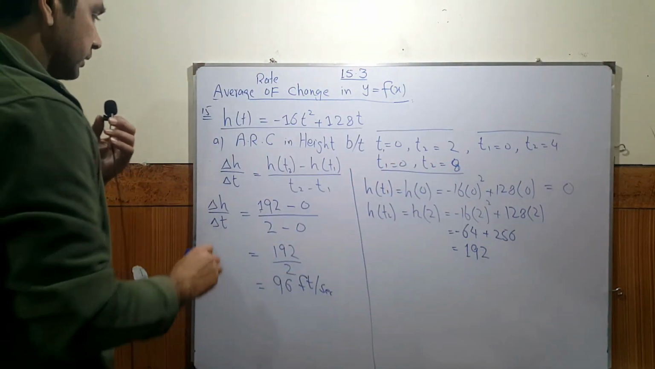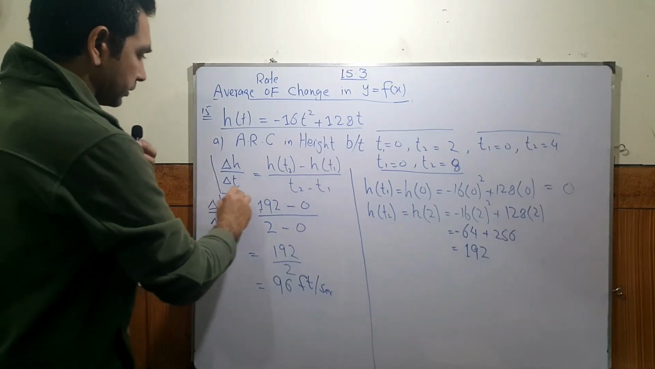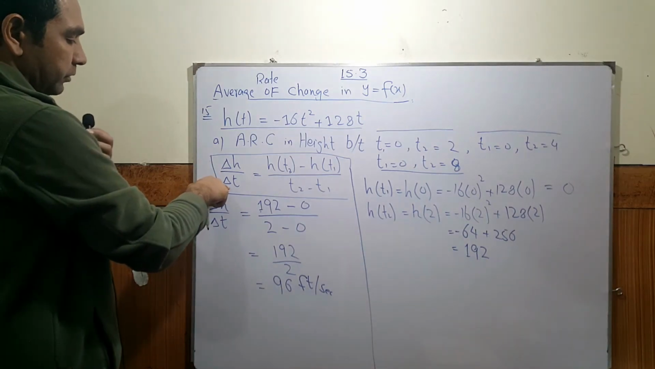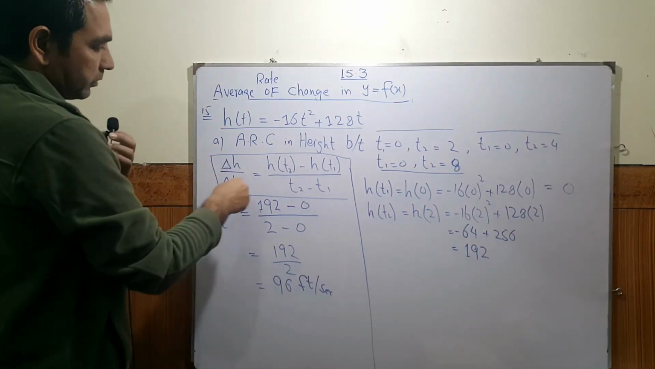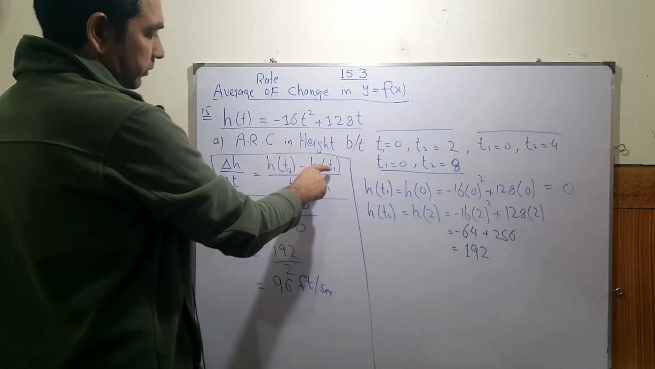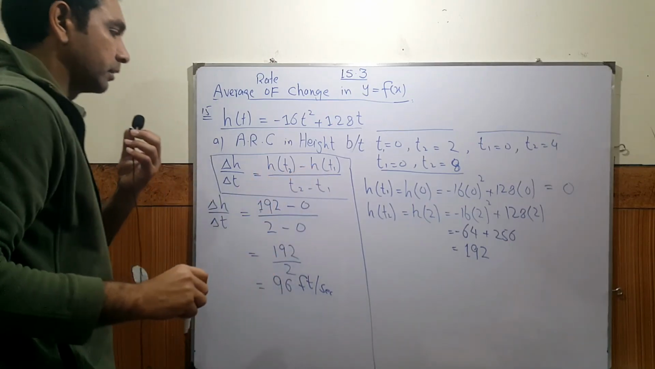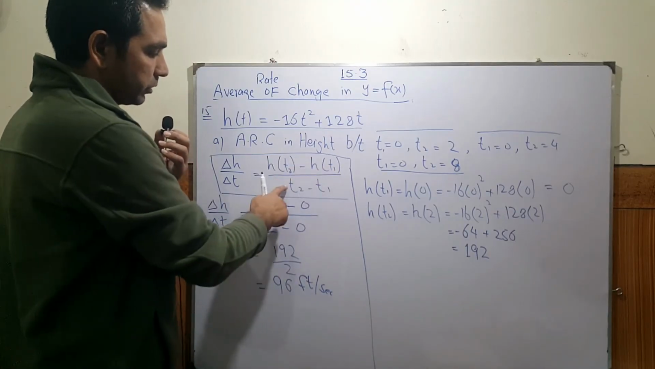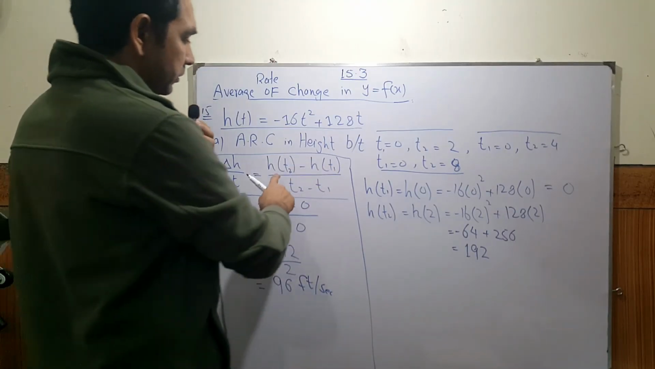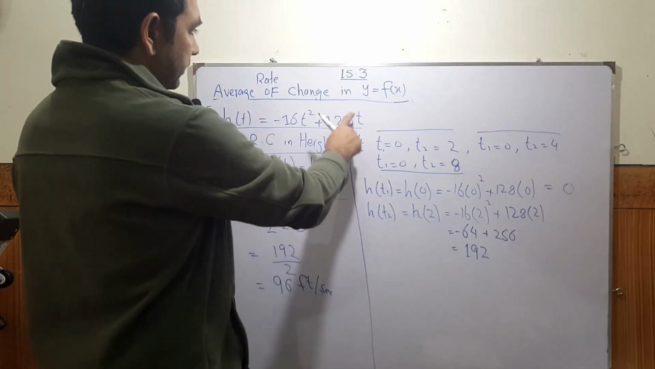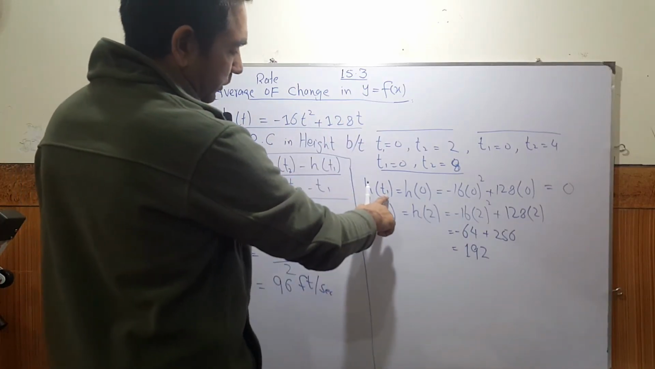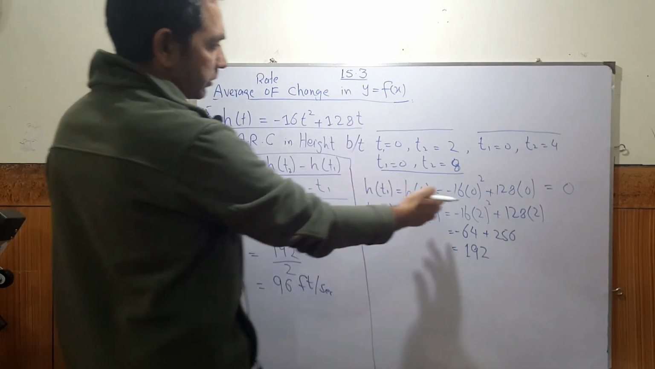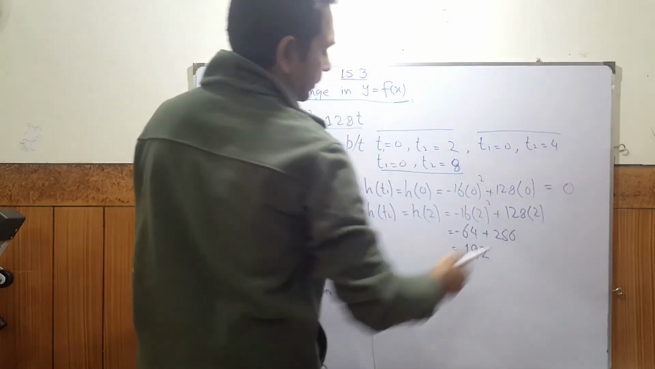The first thing we have to do is find the formula, which is this one: the average rate of change of height with respect to time is given by h of t2 minus h of t1, divided by t2 minus t1. So we need to find h of t1 and h of t2, because t2 and t1 are already given. In this height function, we first put t1, which is 0. For all t we put 0, so that gives us 0.